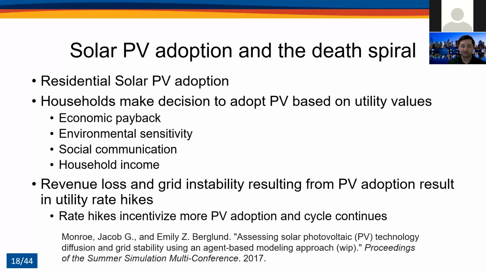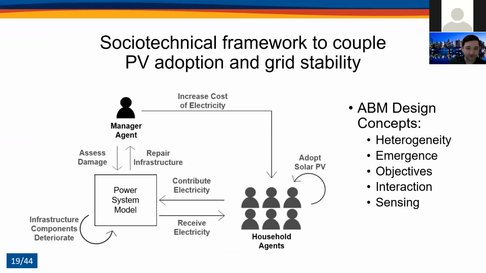Again, when households make the decision to adopt, the utility loses revenue, and there's also grid instability problems that can result from the adoption of PV over time, which can then result in a utility rate hike, which incentivizes more PV adoption. And the cycle continues. And we can really see this right here. Again, you're looking at household agents, and they can wreak havoc on the power system, and those infrastructure components can deteriorate.